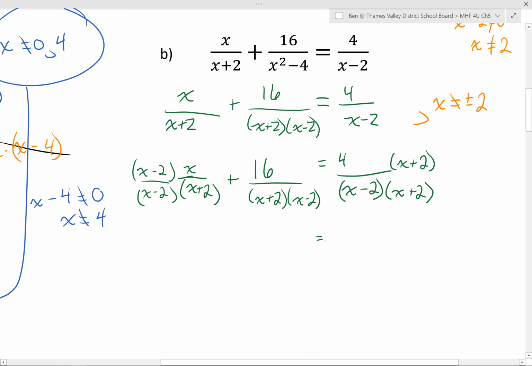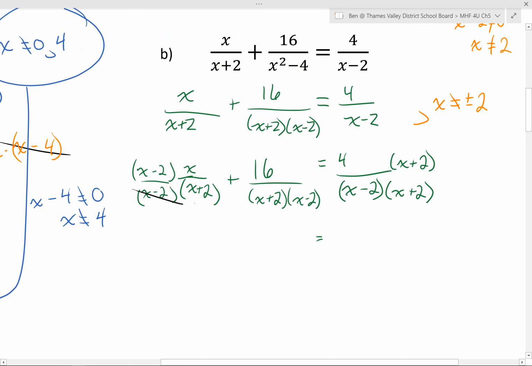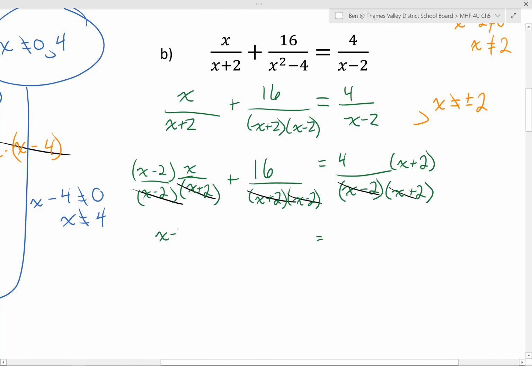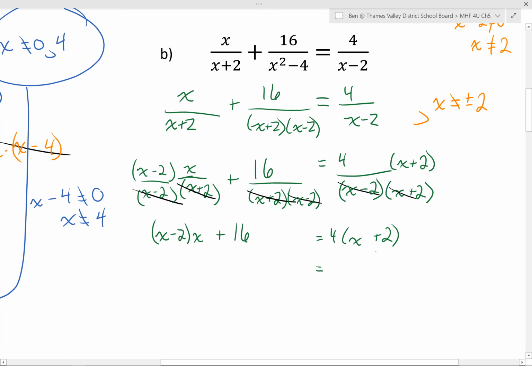Okay, well, now we can use the shortcut that we found last time. Now that we have everything written with a common denominator, we can just cross out all of those denominators themselves, leaving me with a much simpler problem. x minus 2 times x plus 16 equals 4 times x plus 2. Now if I'm going to solve this, I've been solving problems like this since grade 10. We know how to do it. We distribute. So we're working with 4x plus 8 on my right-hand side. On my left-hand side, that is x squared minus 2x plus 16.